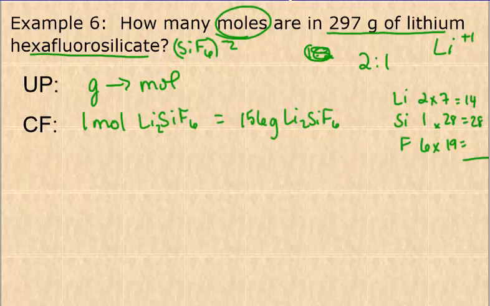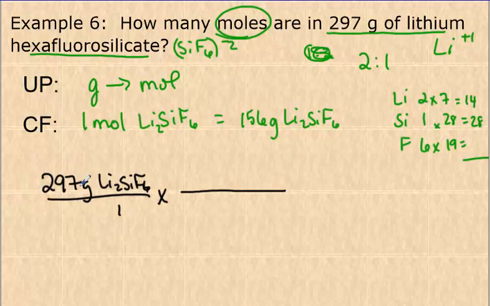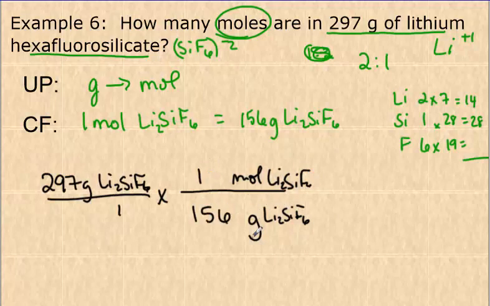Alright, so now we have our conversion factor. Let's set up our problem. Start with your given. We have 297 grams of our lithium hexafluorosilicate. Alright, so we want to cancel grams. So we need to put grams on the bottom and we need to go to moles. Okay, so you should put the formula here when we get to stoichiometry a little bit later on. It's going to help. Alright, so 1 mole is 156 grams.